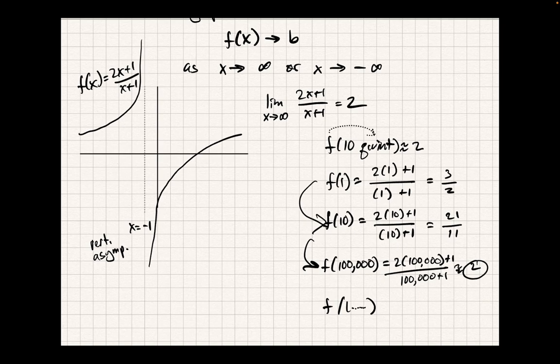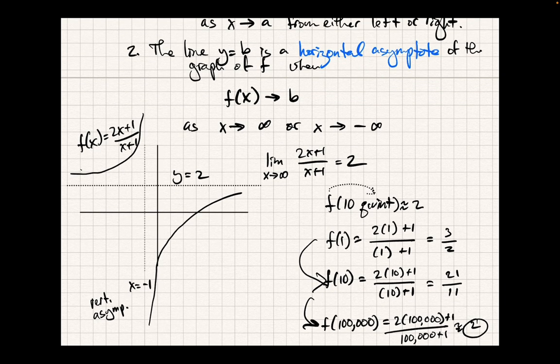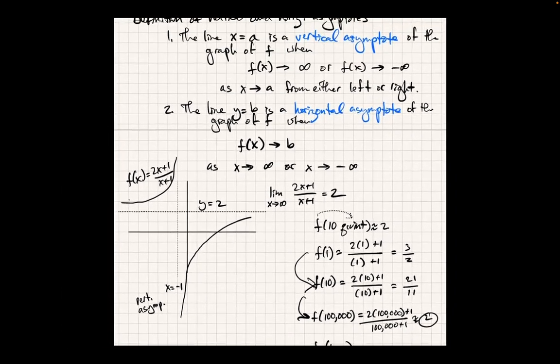So where do you think our horizontal asymptote is? This is poorly drawn. It's more like this. What's the equation of this horizontal dotted line? Y equals 2. Great job.